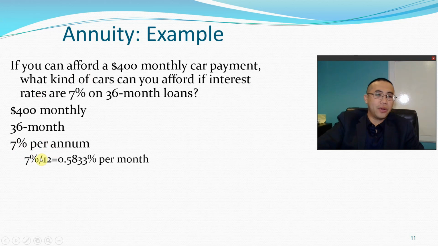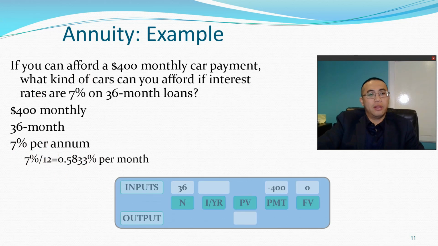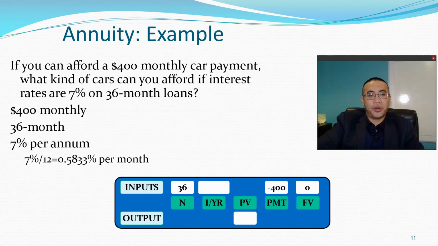You have to convert the annual rate to a monthly rate by dividing that annual rate by 12, the number of months in a year. So that's how you get the monthly rate. Then when you put things in your calculator, you have 36 months, and for the interest, you're going to put the monthly interest, or just 7 divided by 12, in your calculator.